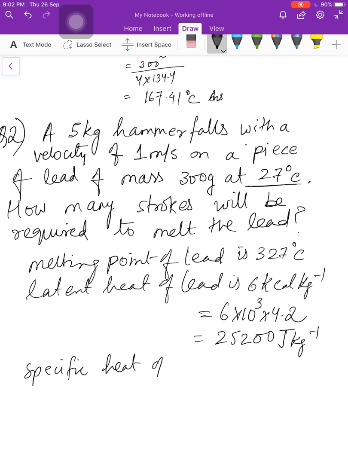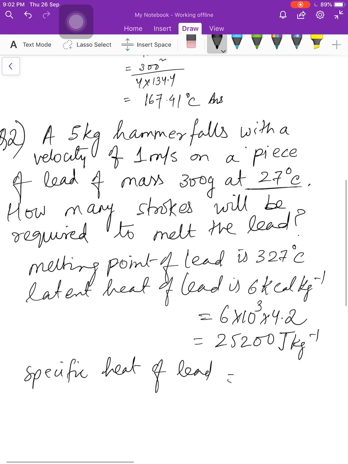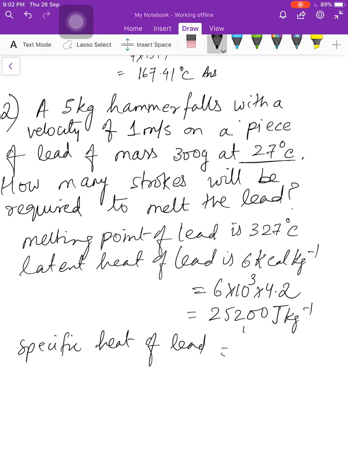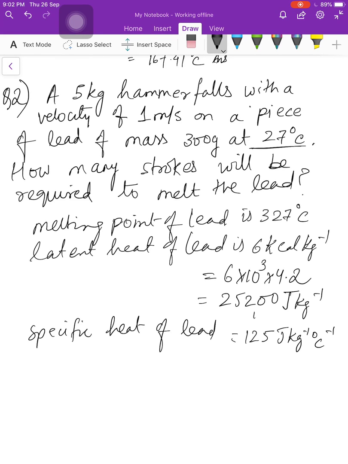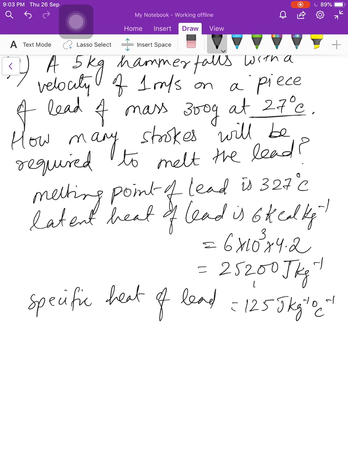Specific heat capacity of lead is 125 joule per kg per degree C. Fine. So let us first calculate how much heat is actually required to melt that piece of lead. So here is my solution.